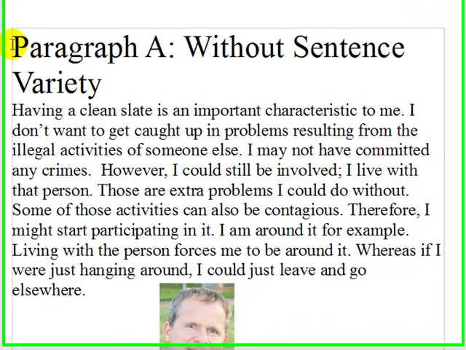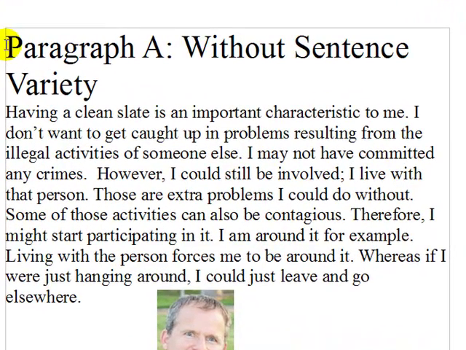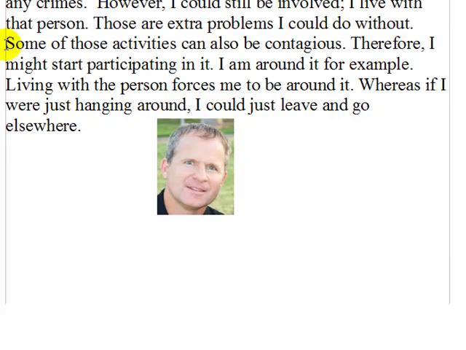Alright, let's take a look at two paragraphs. Paragraph A, without sentence variety. Let's read it together. Having a clean slate is an important characteristic to me. I don't want to get caught up in problems resulting from the illegal activities of someone else. I may not have committed any crimes, however, I could still be involved. I live with that person. Those are extra problems I could do without. Some of those activities can also be contagious. Therefore, I might start participating in it. I'm around it, for example. Living with the person forces me to be around it, whereas if I were just hanging around, I could just leave and go elsewhere.